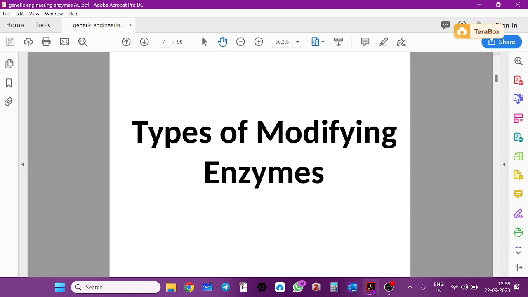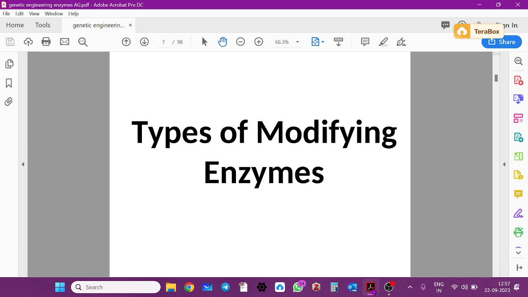And among the main genetic engineering enzymes are enzymes which are responsible for modification, cutting, pasting. So these are the enzymes which are responsible basically for modification, cutting and pasting.